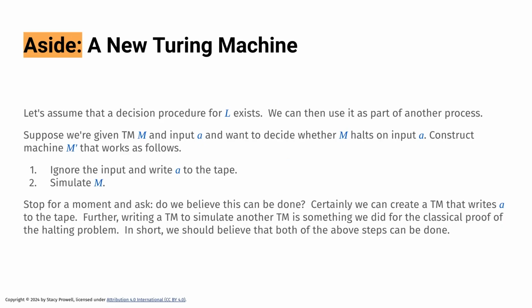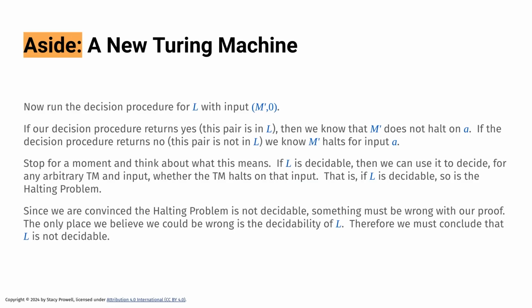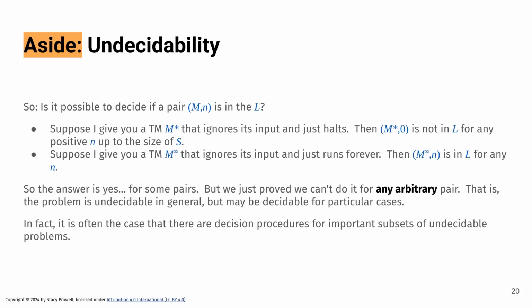And again, our construction all seems valid, something we can do. The only place we have some room to say, no, you can't do that, is this mysterious decision procedure for L, so we conclude that L is not decidable. This is the correct way to apply this kind of reasoning. So is it possible to decide if a pair is in the set L?